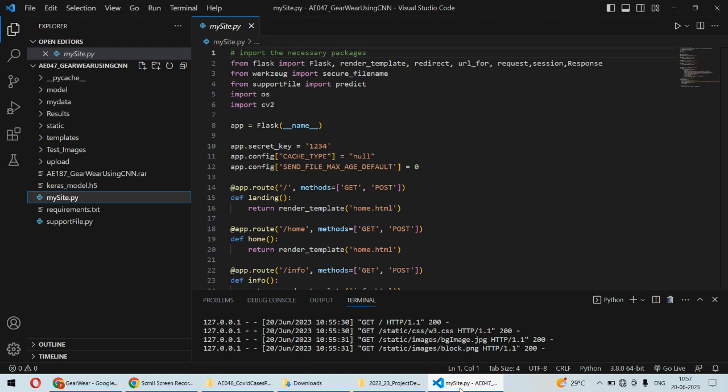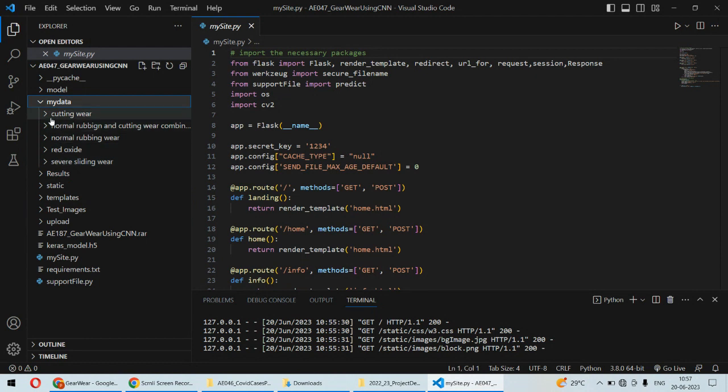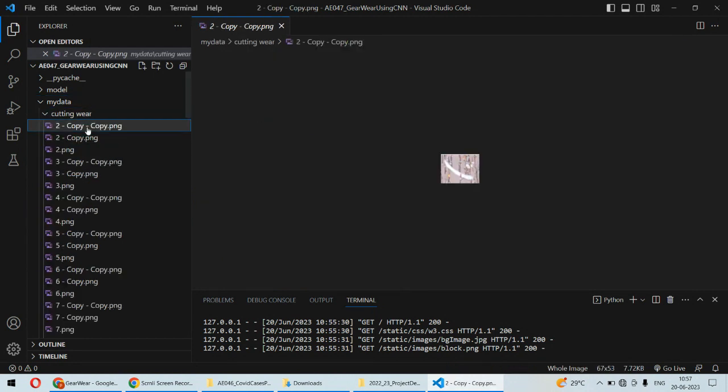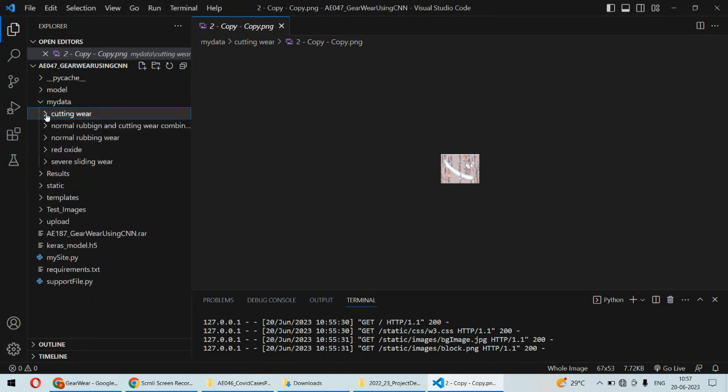As far as the data set is concerned, we have collected some data sets. So this is the cutting wear samples. This kind of images or samples show the cutting wear in that gear. So this is normal rubbing wear or the severe sliding wear. Many things are there which can be tested.